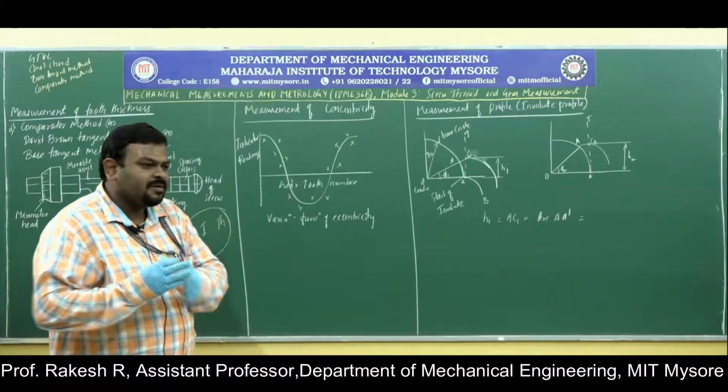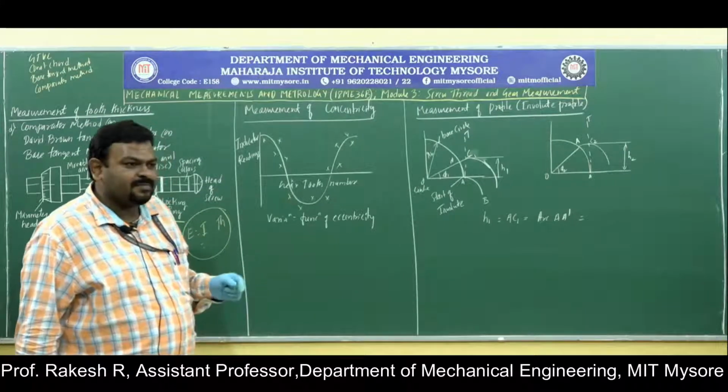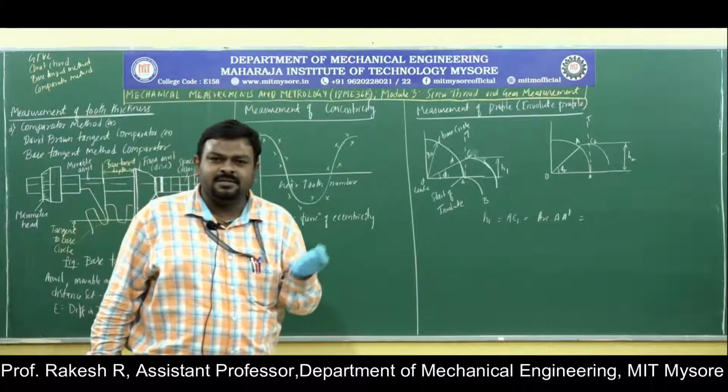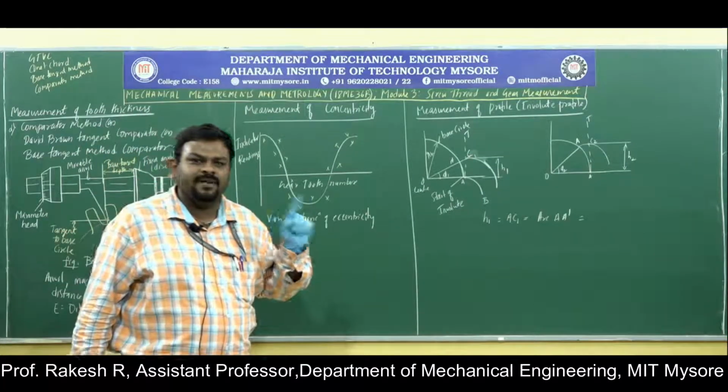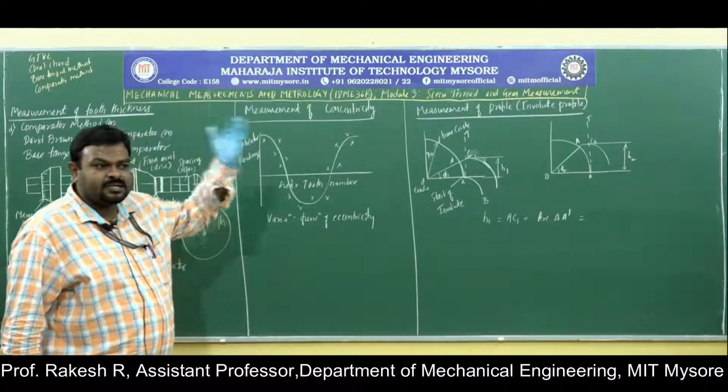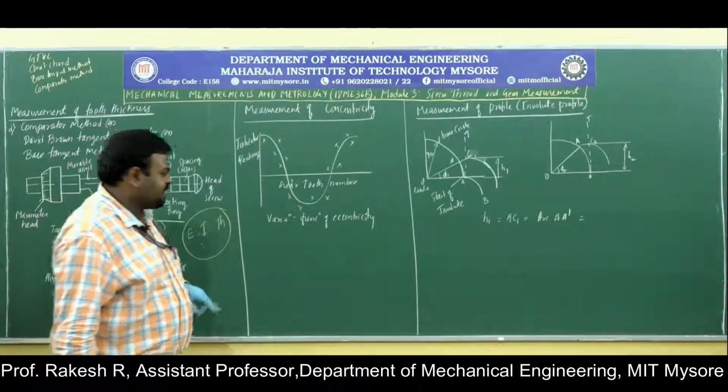Otherwise, what happens? Wear and tear may happen. Sometimes there is larger area contact, sometimes less area contact. Because of this, power transmission will be lost. Again, that will lead to runout problems in the gear.